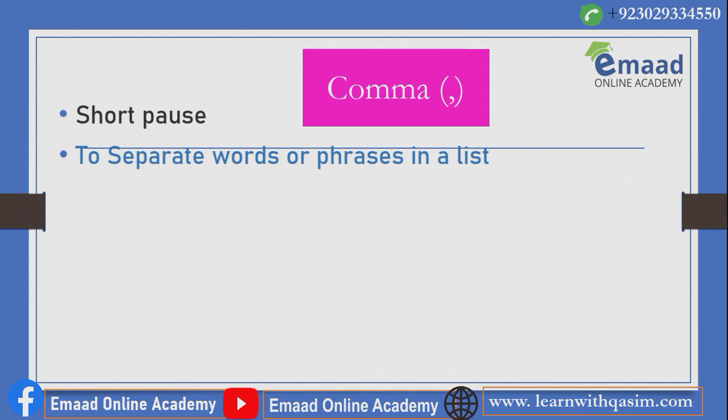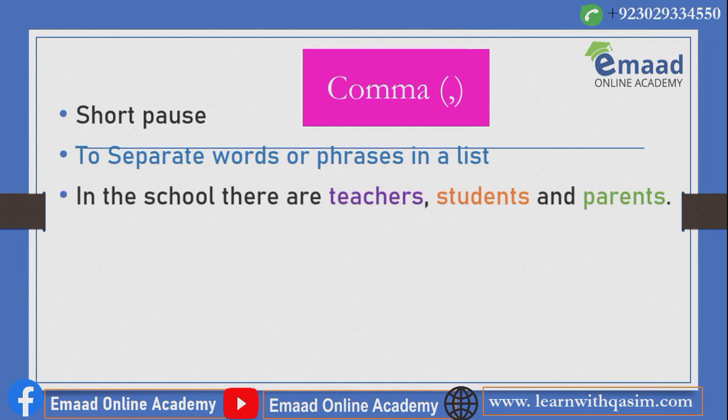The first one, to separate words or phrases in a list or series, except for the last two, which are usually joined by and. For example, in the school there are teachers, students, and parents. Now there were short pauses, but the last two we separate through the use of and, but all other words or phrases in the list, to make them separate we use a comma. In the school there are teachers, students, and parents.